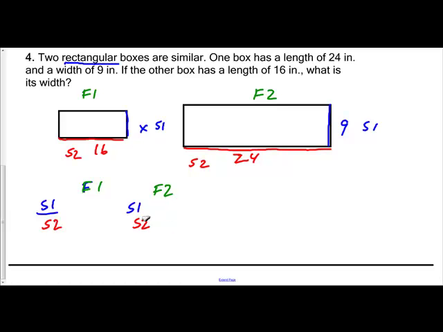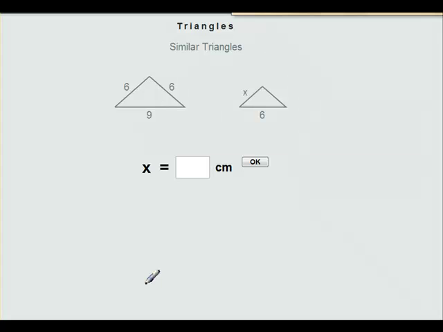Actually, we don't need to write those in. And we're saying these are equal to each other, and we fill in our information. Our information from figure 1 is x, because we don't know, and 16. And our figure here, side 2 is 24, and side 1 is 9. Again, cross multiply and solve. So it doesn't matter if it's a rectangle, a triangle, any of those things, we can do this. We'll be doing this on that quiz as well.